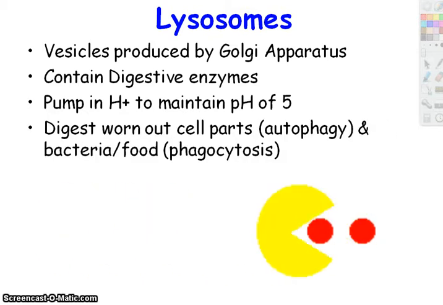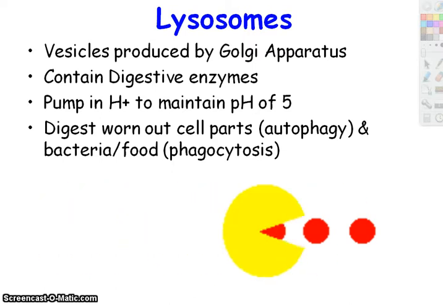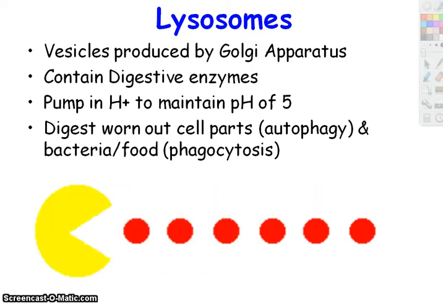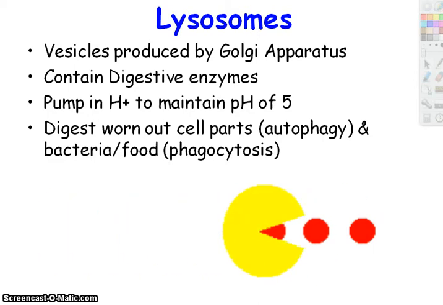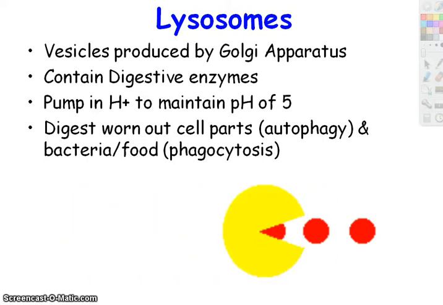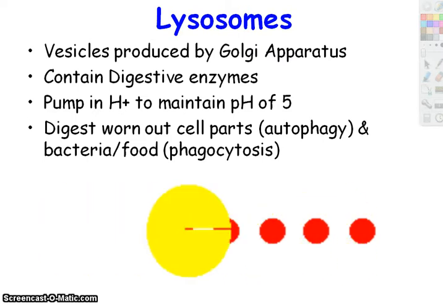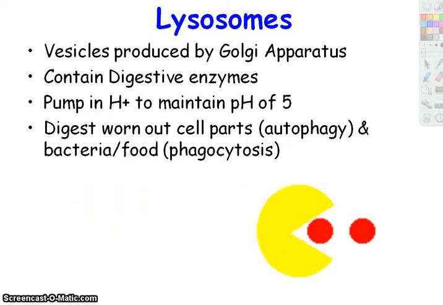They can either digest worn out cell parts. In other words, white blood cells, yes, they fight bacteria, they would have a lot of lysosomes. But other cells would have lysosomes too, because lysosomes also break down old cell parts. Right, autophagy, I think. You can write autophagy, but that sounds kind of wrong to me. And I also say phagocytosis. It sounds so much nicer than phagocytosis.